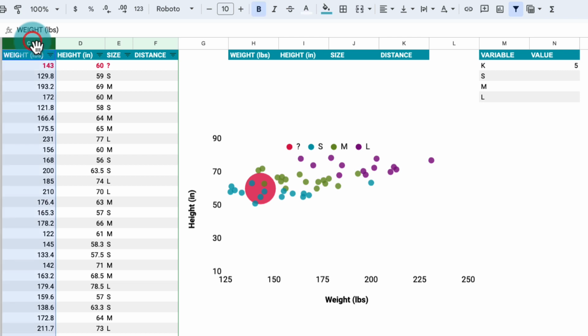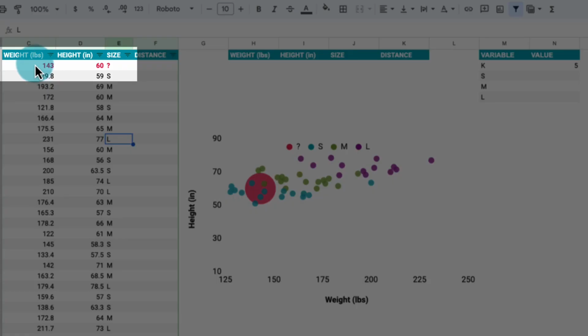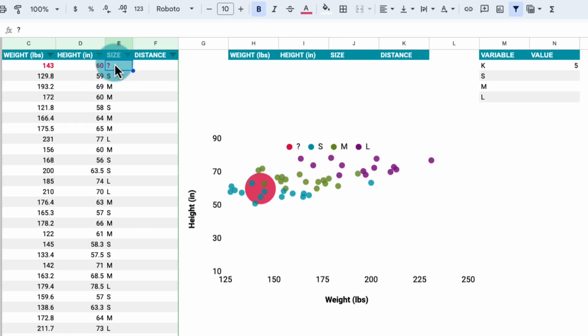We have the weight and the height of several individuals, and we know the t-shirt size that they use. So some people use small, some people use medium, some people use large. And we have this one individual here at the top, and we want to do our best guess on whether this person should wear a small, medium, or large shirt. To do this, we're going to implement a k-nearest neighbors algorithm.